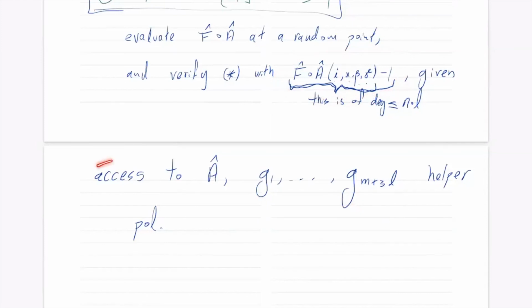And for this, it's enough that I have access to the polynomial A hat, because that allows me to, I choose I and alpha and beta and gamma at random. Given alpha and beta and gamma, I can compute A hat of alpha and A hat of beta and A hat of gamma. And then I need to plug I and alpha and beta and gamma and A hat of alpha, A hat of beta, and A hat of gamma, which I got from accessing A hat, into the formula of F hat. This formula I have in my hands, I built it. So I don't need access to anything else. If I have access to A hat and the helper polynomials, I can verify the statement.